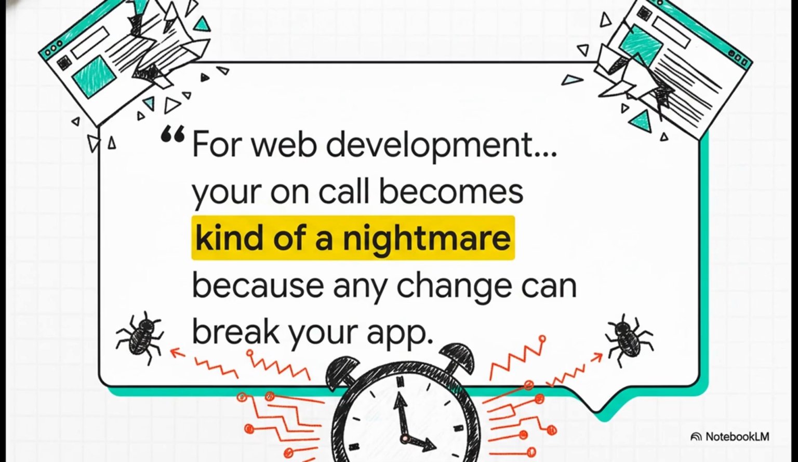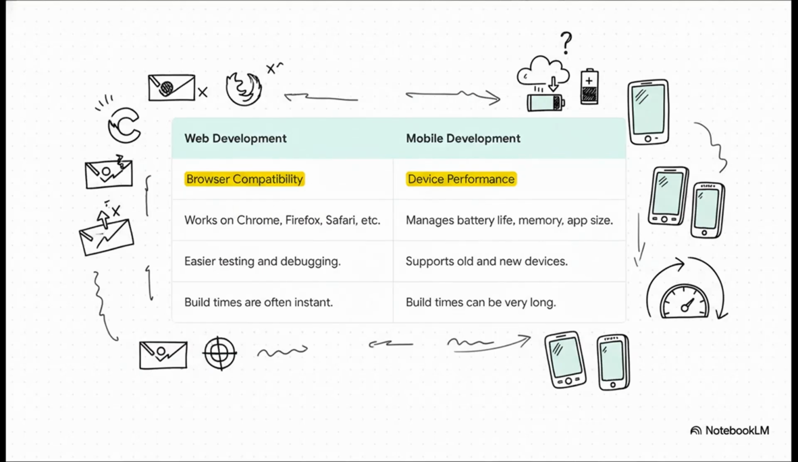But that speed, it comes with a price. On the flip side, because any web change can go live at any second, the pressure is always on. That same engineer said your on-call shifts can become a nightmare because a tiny bug can be introduced and affect millions of people in just a few minutes. So at the end of the day, developers in each field are just trying to solve different kinds of problems.